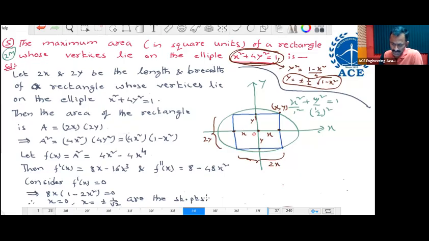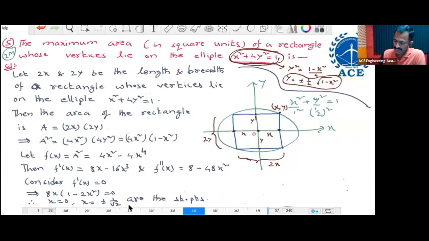So here we got three stationary points: 0, plus 1 by 2, plus 1 by root 2, minus 1 by root 2. But 0 is not possible because this length should not be 0. If the length is 0, we cannot get the rectangle on it. So x equal to 0 is not possible. Next, x equal to minus is also not possible here. Then we should take the side as positive value only. X equal to plus 1 by root 2 only. It is a possible value.